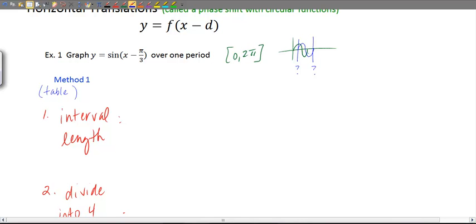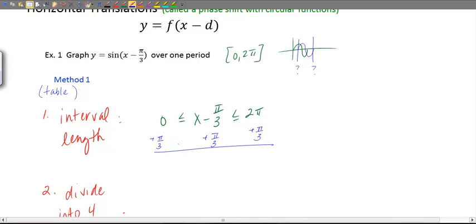So we're going to set up an inequality to determine what this is now. We take the inside value, x minus pi over 3, and set it greater than or equal to the left-hand boundary, which is 0, and less than or equal to the right-hand boundary, which is 2 pi. We're creating an inequality, and I'm going to solve it by adding pi over 3 to all three sides.